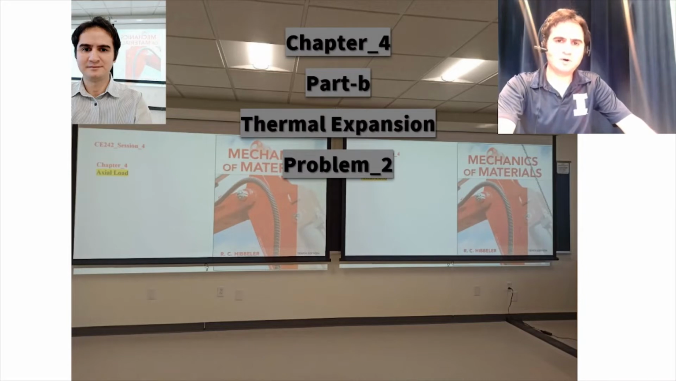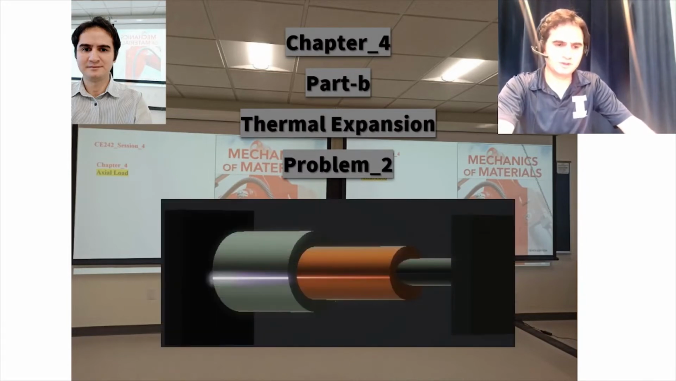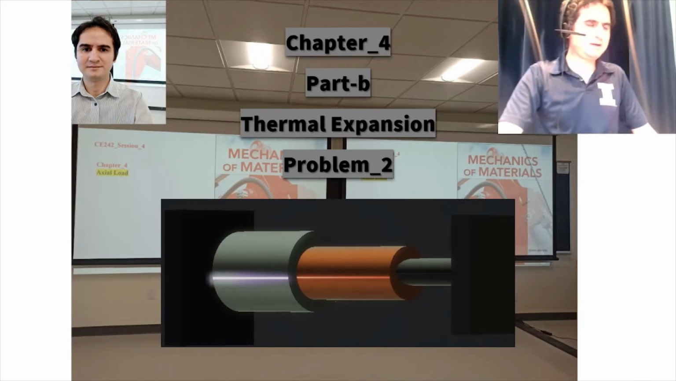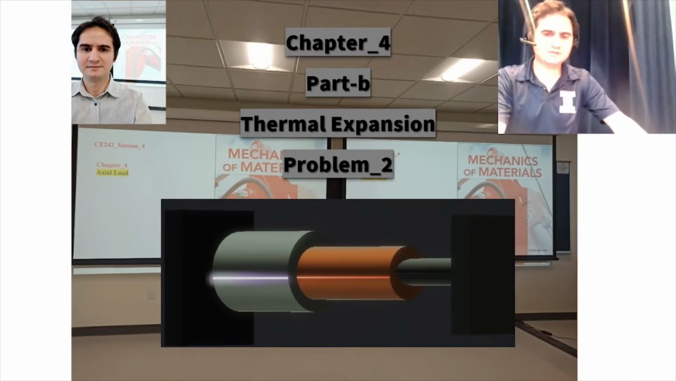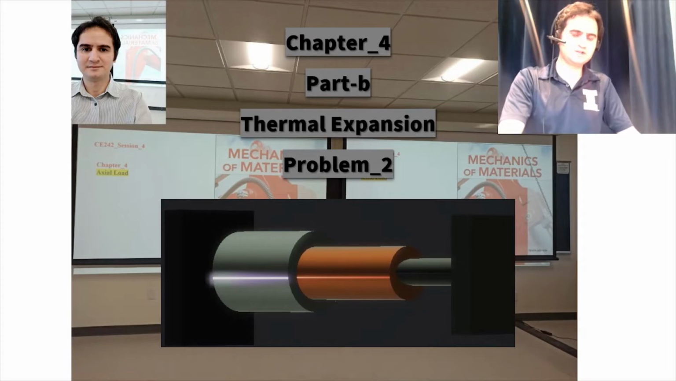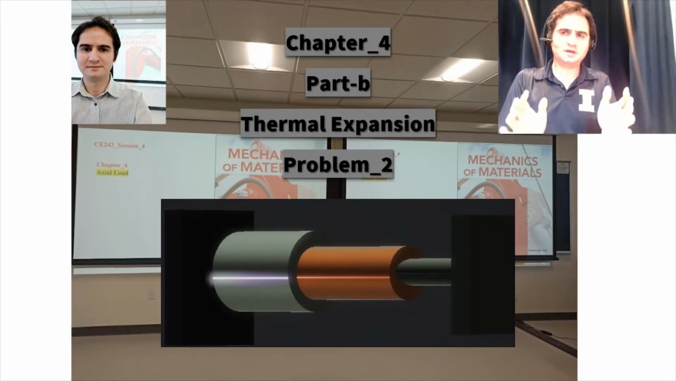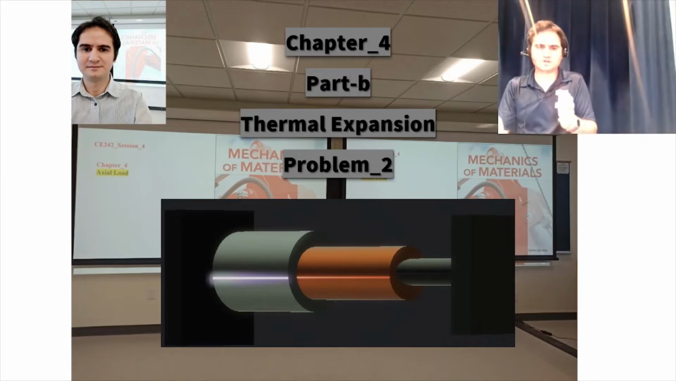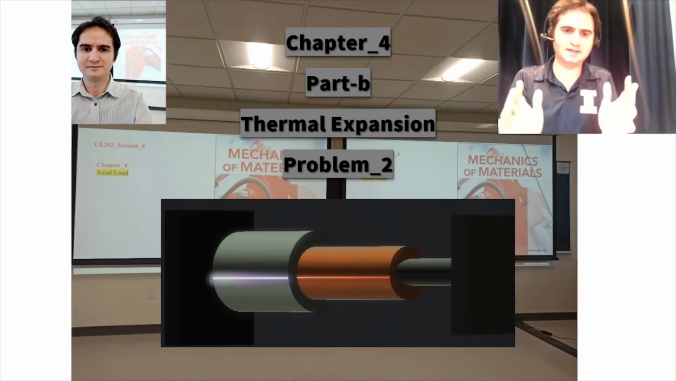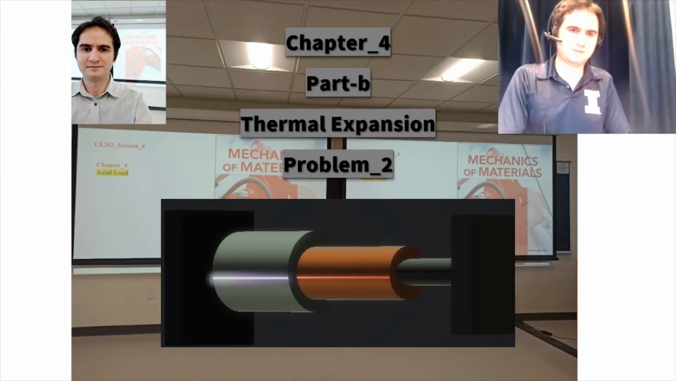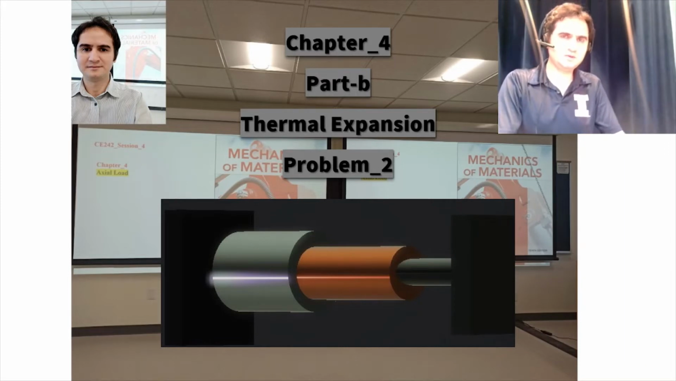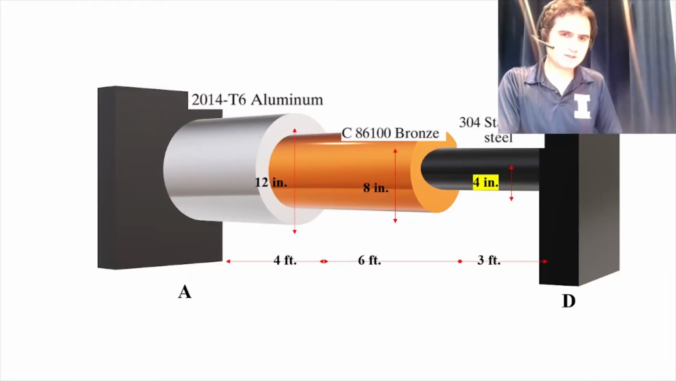Chapter 4, Part B, Thermal Expansion, Sample Problem 2. In this example, we study the effect of thermal expansion on a configuration which consists of different materials along each other and fixed at both ends at supports. Let's look at the configuration first.